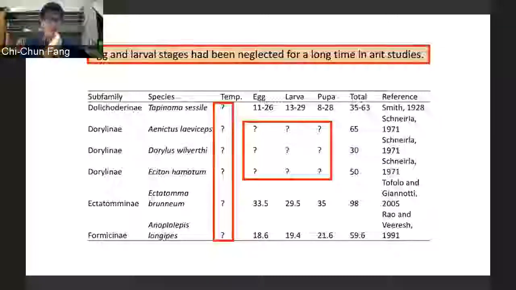But surprisingly, we don't know too much during the egg stage or the larval stage or the pupa stage. Okay, people apparently care more about the later stage, like the adult, like what's their behavior. So when I look back to those references, we left so many question marks. Okay, no matter how many people study ants, we still don't know too much about the egg stage.